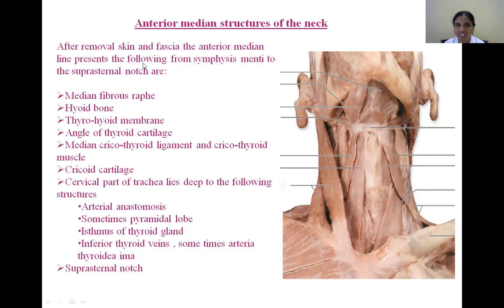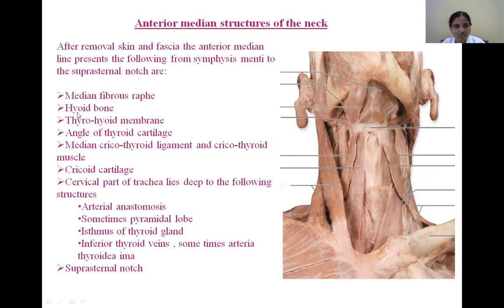After removal of skin and fascia, this anterior line presents from above downwards. You see, this midline extends from the symphysis menti to the suprasternal notch. So what are these structures? Exactly in the midline from the symphysis menti to the hyoid bone, a midline raphe extends. It is a fibrous raphe. Why? Because the two mylohyoid muscles interlace in the midline, where they form the median raphe. Because of this fibrous tissue, it forms a line that indicates the junction between the two mylohyoids. Clear? So this is the median raphe extending from the symphysis menti to the hyoid bone.